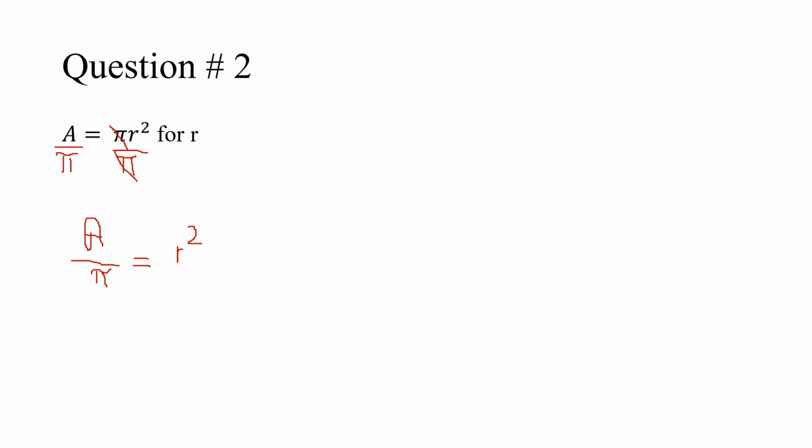And how do we get rid of a square? We find the square root. So here we find the square root, and because we found the square root on this side, we do the square root on the other side too. Again, the laws of equation. Whatever we do on one side, we do to the other side.